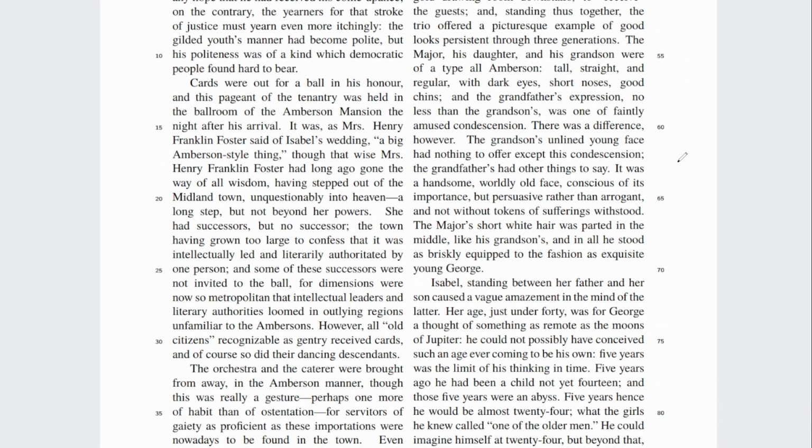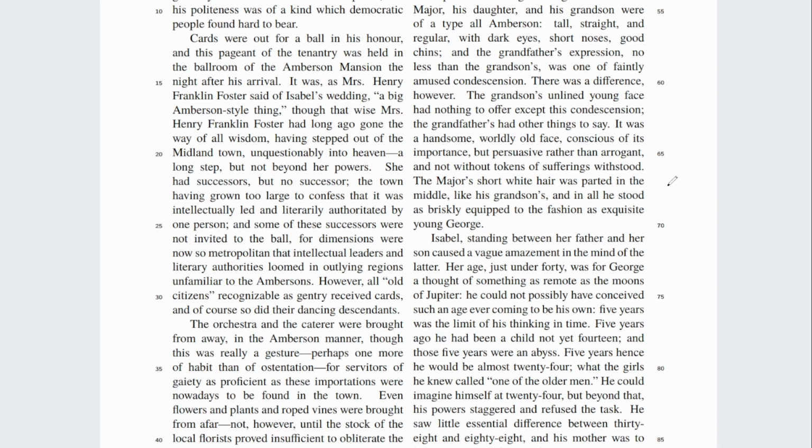Cards were out for a ball in his honor, and this pageant of the tenantry was held in the ballroom of the Amberson mansion the night after his arrival. It was, as Mrs. Henry Franklin Foster said of Isabel's wedding, a big Amberson-style thing. Though that wise Mrs. Henry Franklin Foster had long ago gone the way of all wisdom, having stepped out of the Midland town, unquestionably into heaven. A long step, but not beyond her powers. She had successors, but no successor. The town having grown too large to confess that it was intellectually led and literarily authoritated by one person.